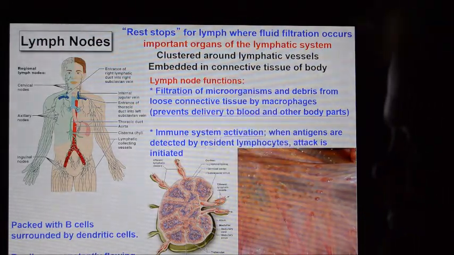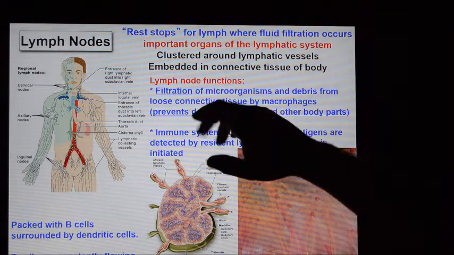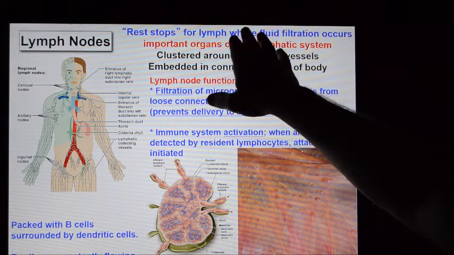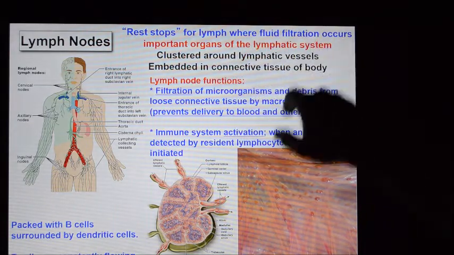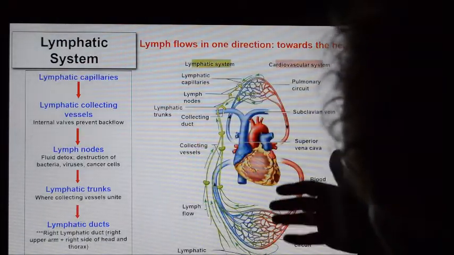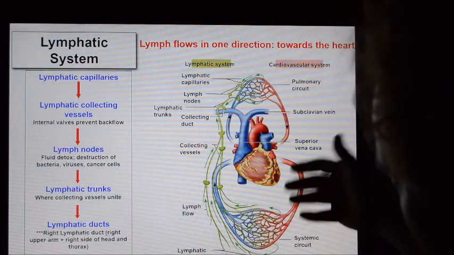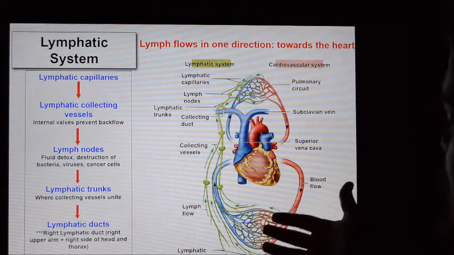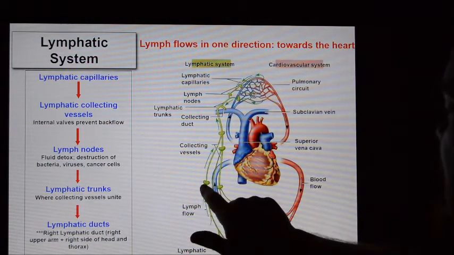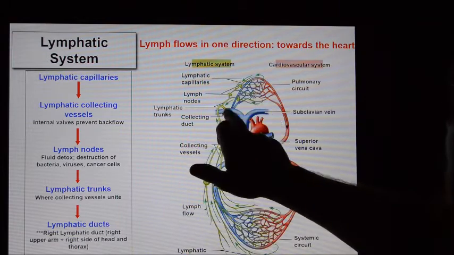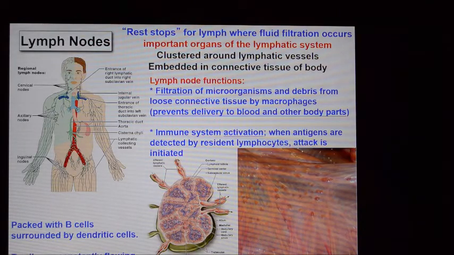Right. Lymph nodes. Lymph nodes are a rest stop for lymph as it is flowing back towards the cardiovascular system. When fluid is picked up by the blood capillaries, or by the lymphatic capillaries from the blood capillaries, it slowly makes its way through lymph nodes on its way back to the cardiovascular system. And they have a simple purpose, and that is filtration.